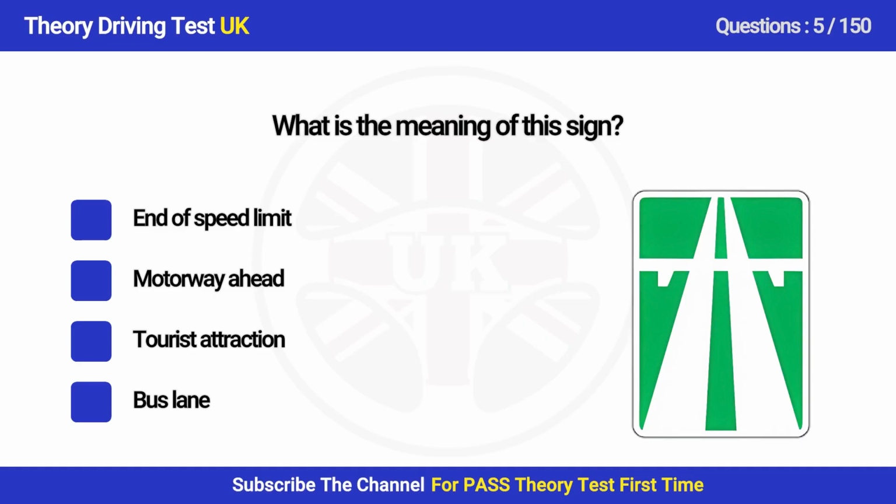Question 5. What is the meaning of this sign? A. End of speed limit. B. Motorway ahead. C. Tourist attraction. D. Bus lane.